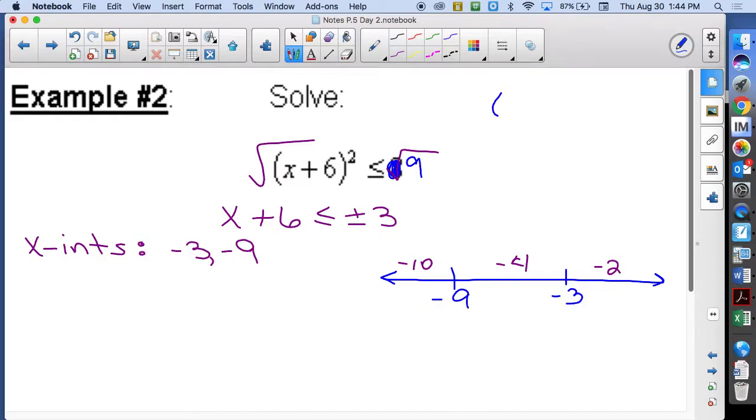So plugging it in here, -10 plus 6 squared. We need to check if that's less than or equal to 9. -4 plus 6 squared. And then -2 plus 6 squared.